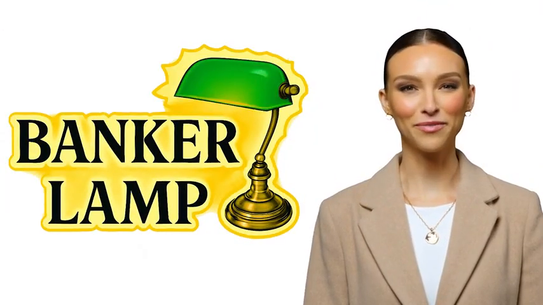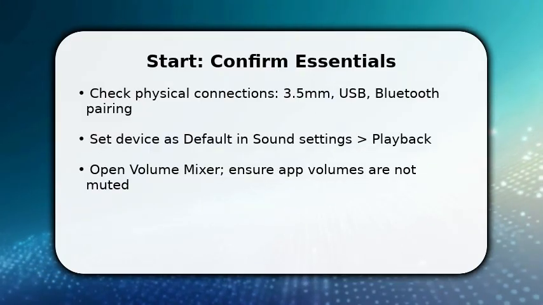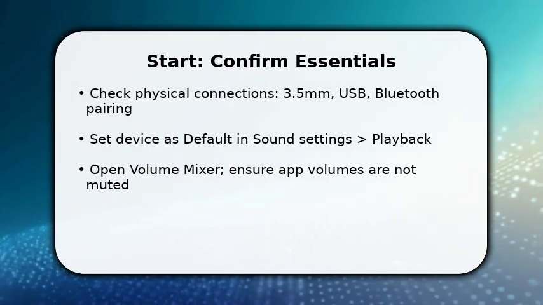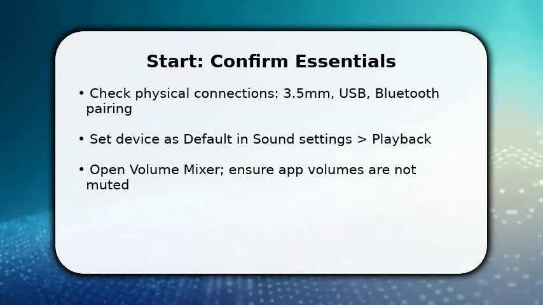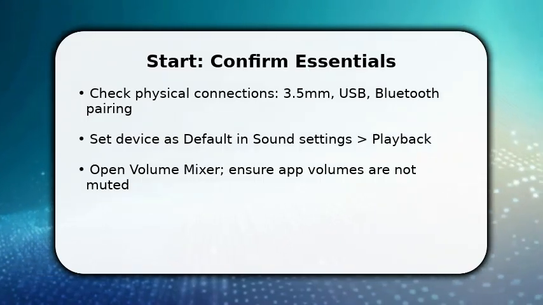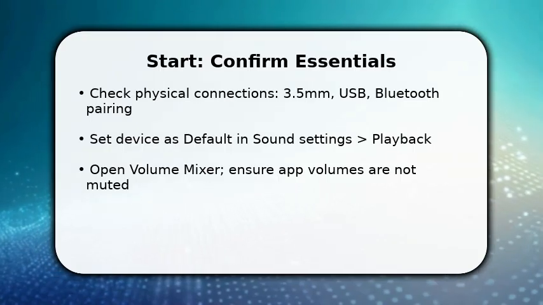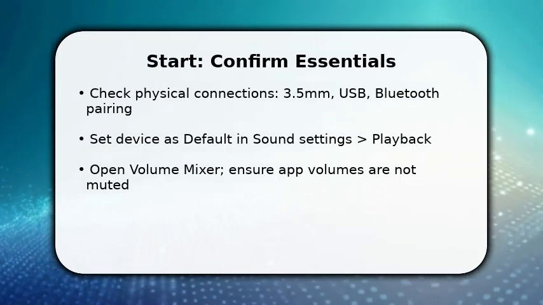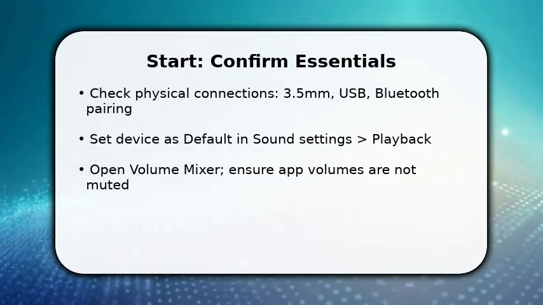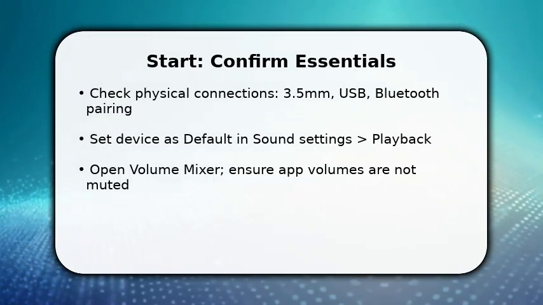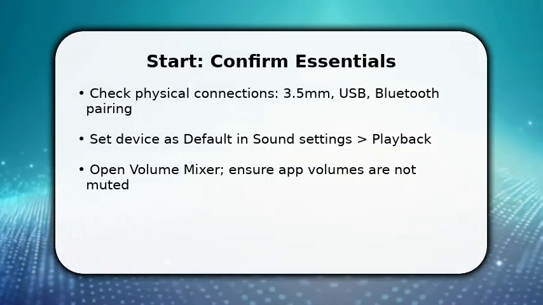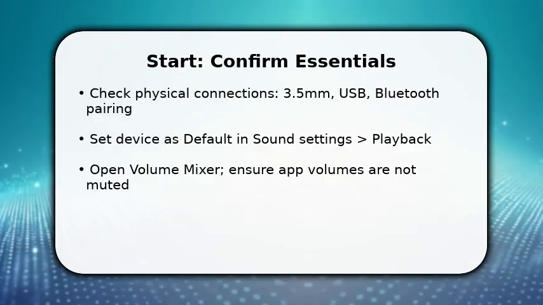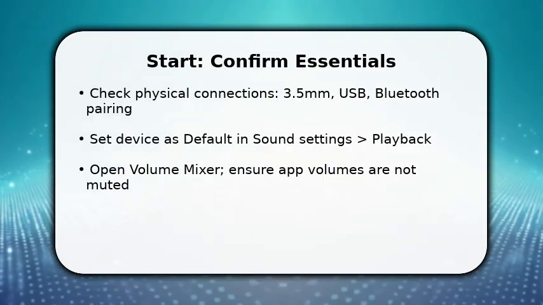Please enjoy the video. You start by confirming essentials. Make sure speakers or headphones are physically connected, paired, and powered. Once done, open Windows Sound Settings and set the correct playback device as default. This tells the system where audio should go. Then open the volume mixer to confirm the app you're testing isn't muted or at 0%. These quick checks remove obvious routing issues so you can move to driver and format steps with confidence.